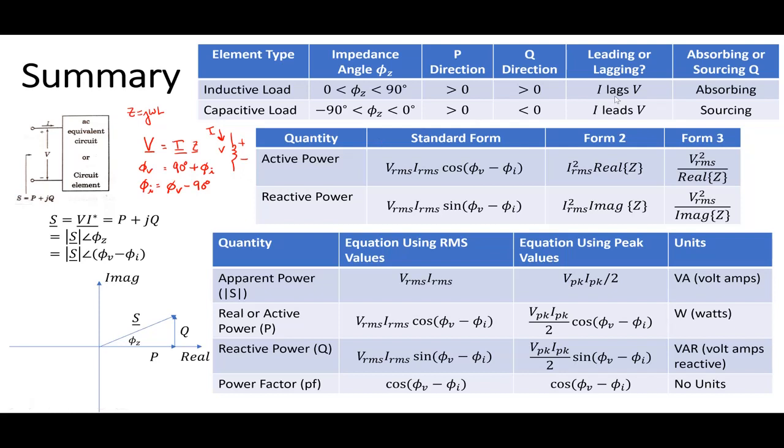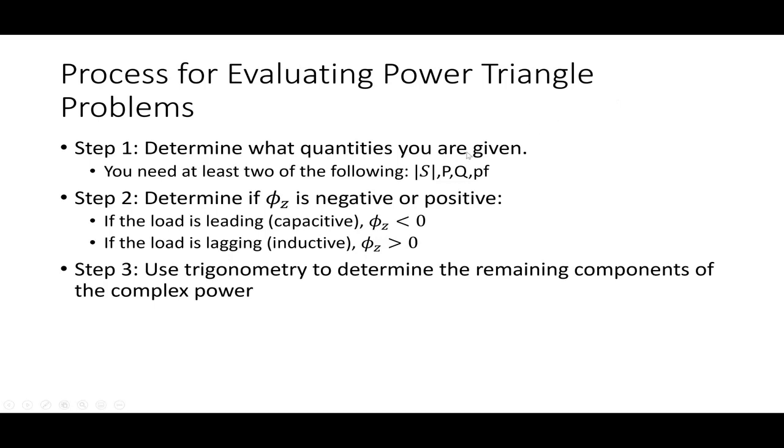So the terminology we typically use for an inductive load is that it's lagging, and for a capacitive load is that it is leading. And that term, lagging or leading, refers to the relationship between the current and the voltage. So if my load is leading, meaning that I have a capacitive load, the angle of the impedance is negative. And if my load is lagging, meaning that I have an inductive type of load, then the angle of the impedance is positive. Once that's done, I use trigonometry to determine all of the remaining components of the complex power. So let's follow that process here.